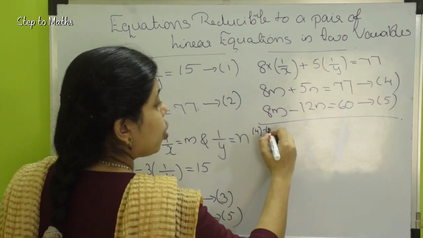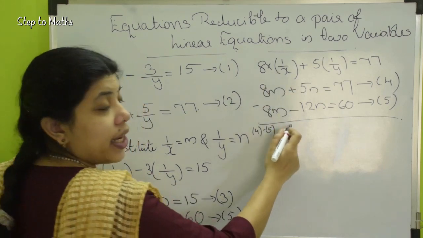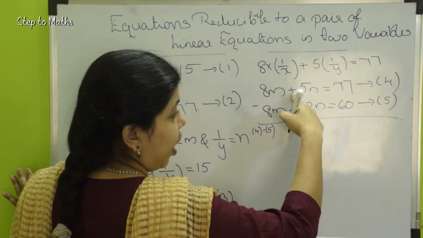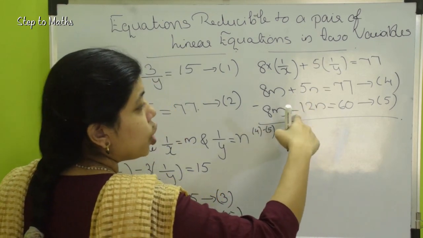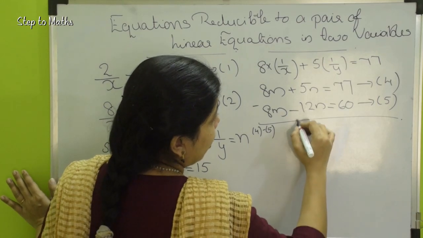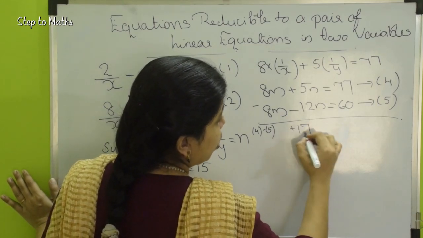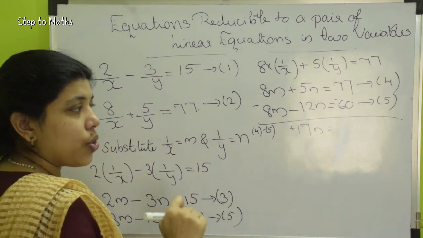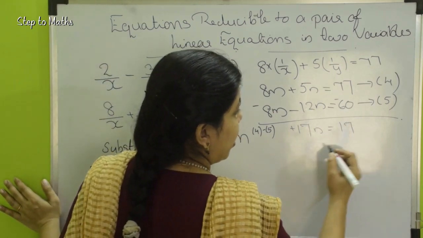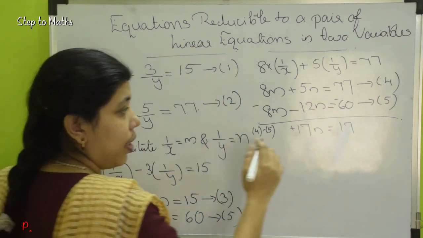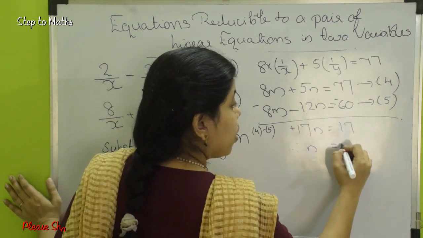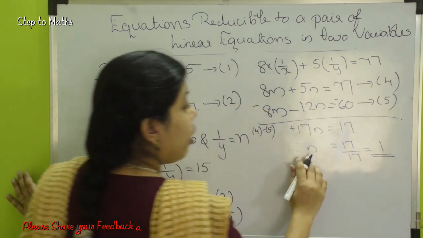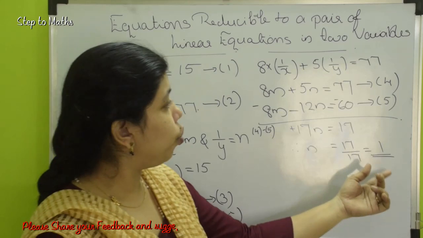Equation 4 minus equation 5. 8m minus 8m is cancelled, and plus 5n minus 12n becomes plus 17n, which is equal to 77 minus 60, that is 17. 17n is equal to 17. Therefore, the value of n is equal to 17 upon 17, equal to 1. We get the value of variable n equal to 1.